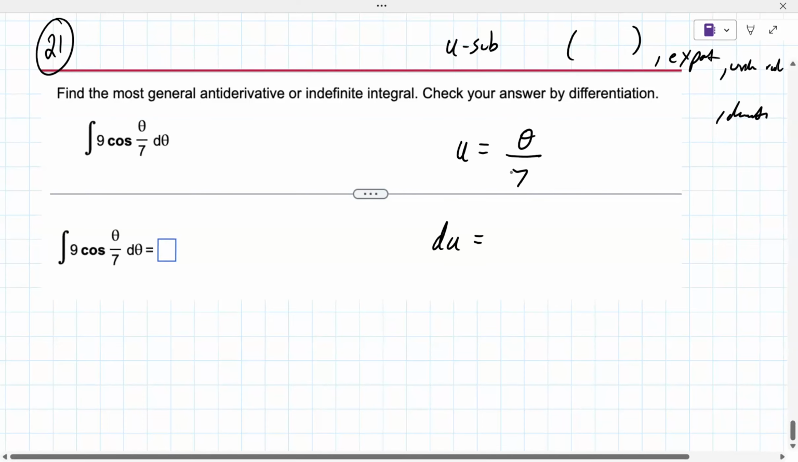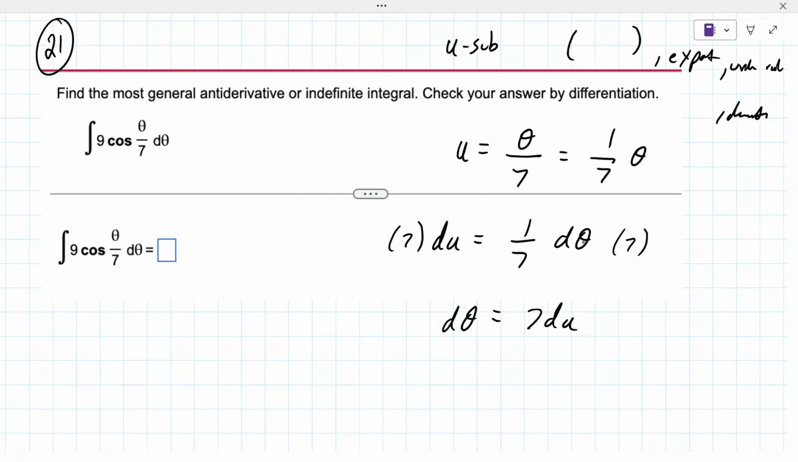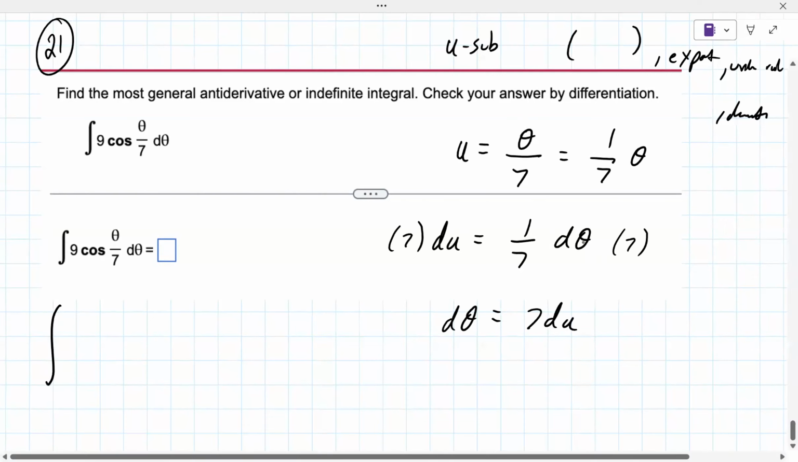So the derivative of, and if you need to rewrite it, you can, it's 1 over 7 d theta. And then you solve for d theta. You multiply both sides by 7, so d theta equals 7 du, like that. All right.